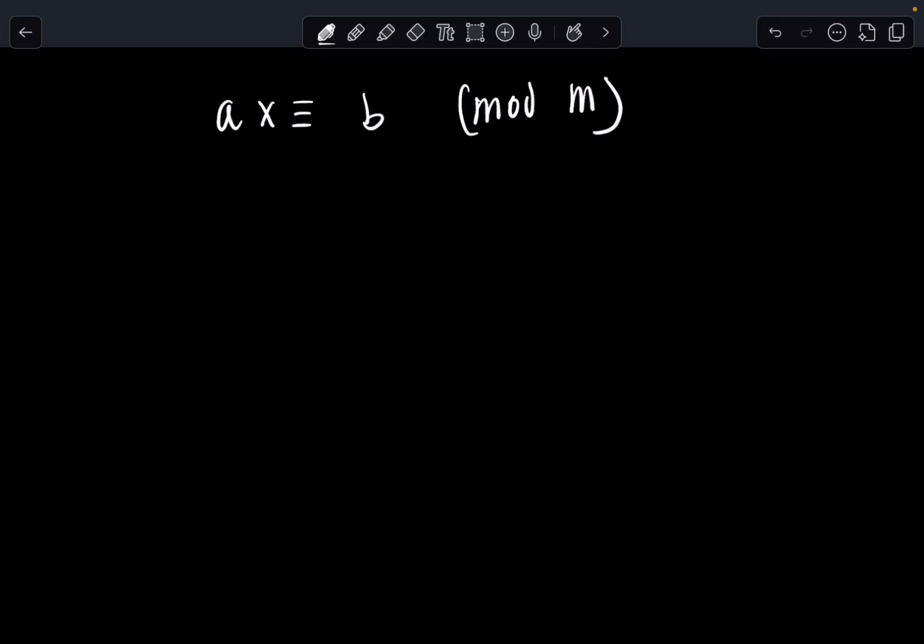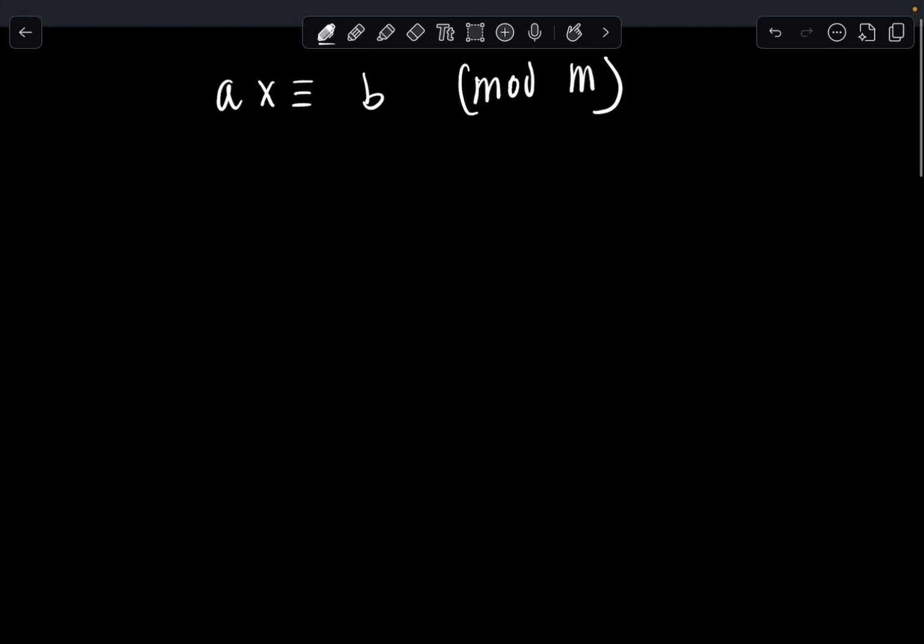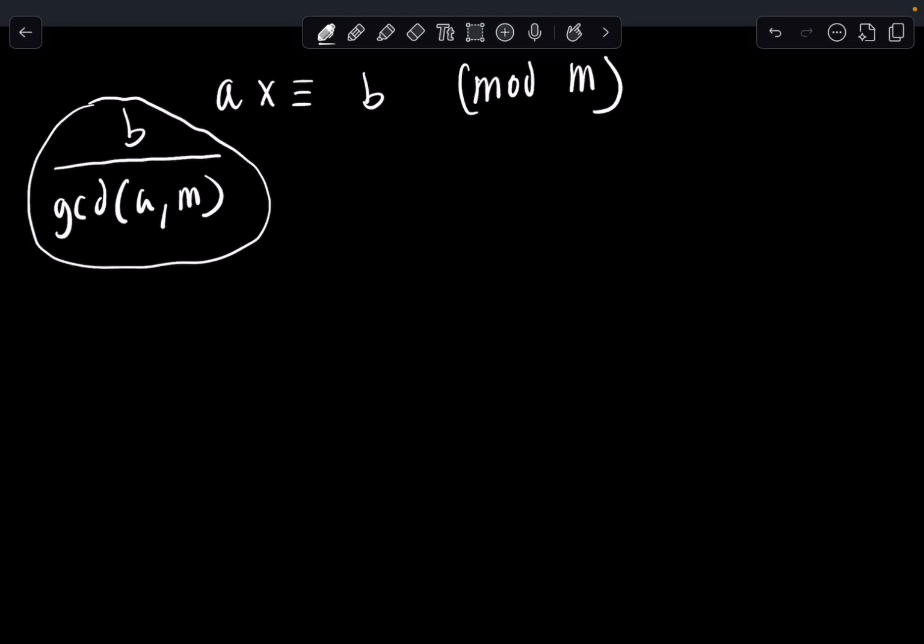Today we're going to be talking about how to solve a linear congruence. In the last video, if you recall, we talked about how to know whether or not a linear congruence has a solution. The determining factor was that if the GCD of A and M divides B, so if this equals some integer, then there is a solution.